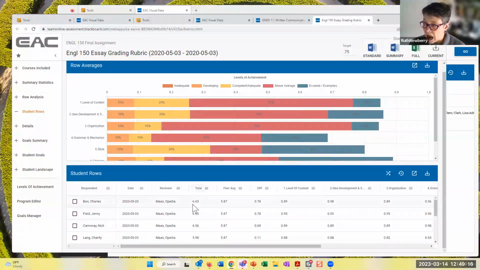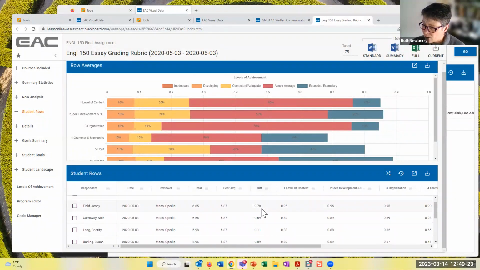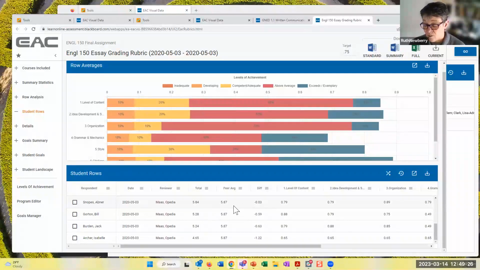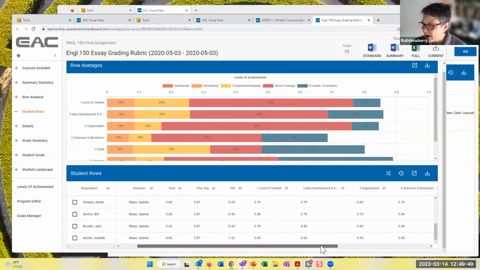They're ranked high to low. Anybody in the minus in this difference column could be students that are underachieving against the peer average. And then this is the actual score or column they fell into for my rating. So I could be looking here, poor Isabel is the one student that is really below my target.